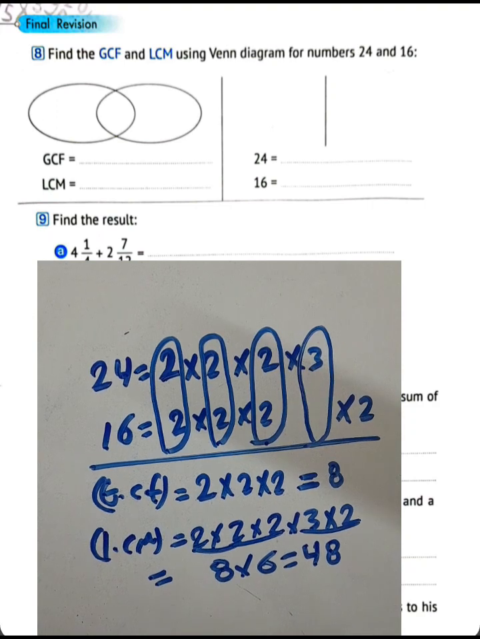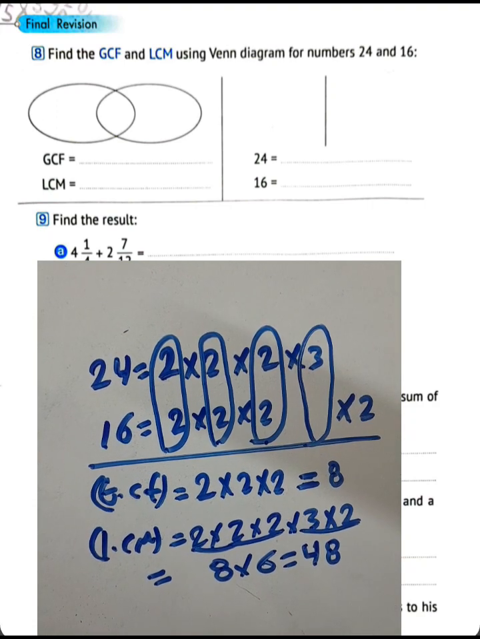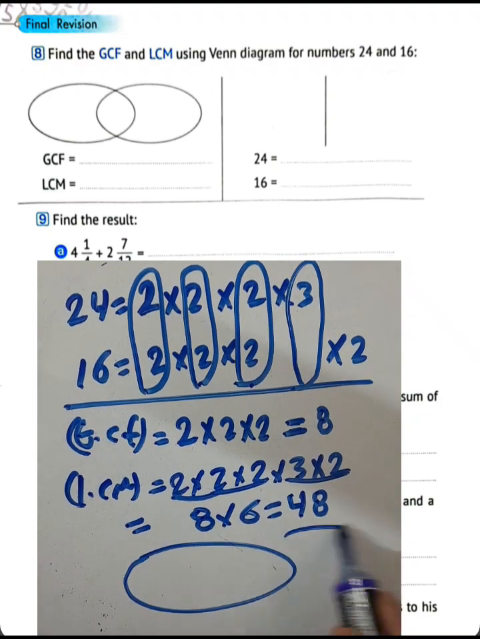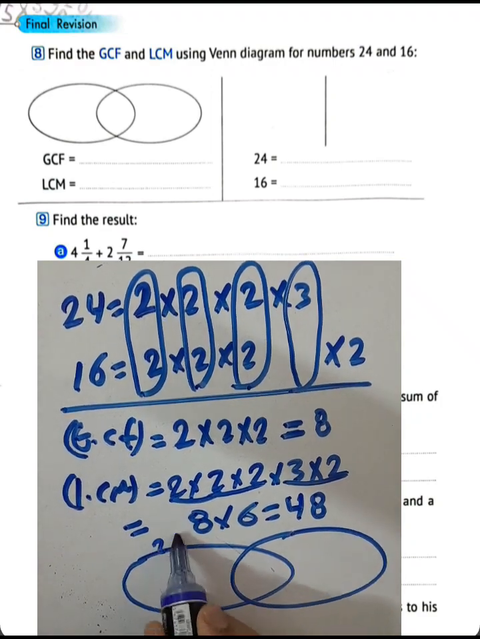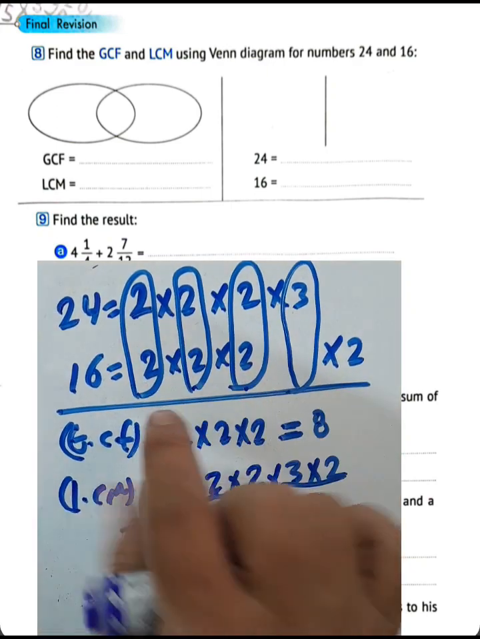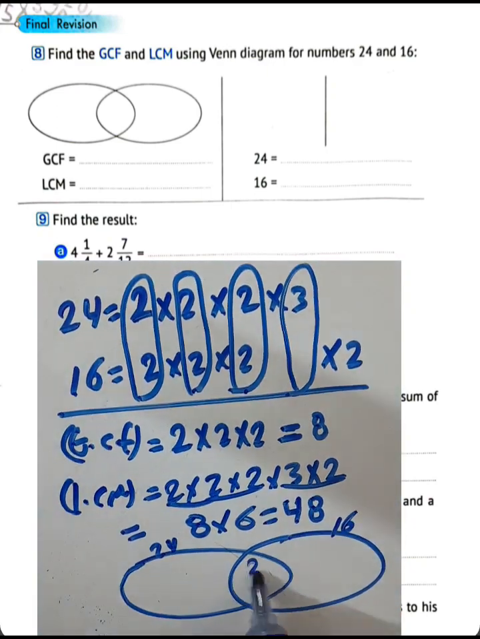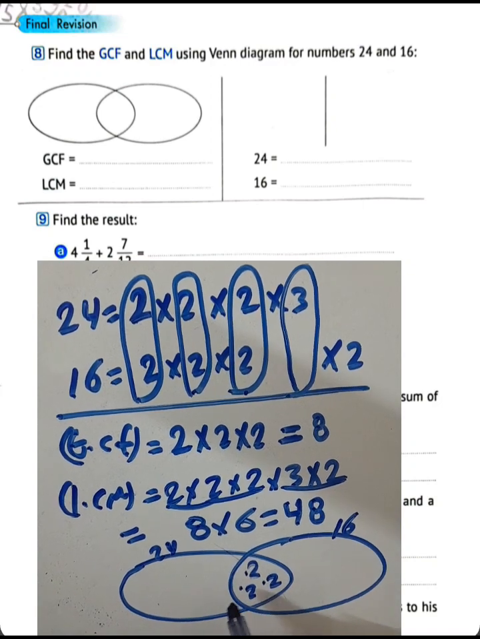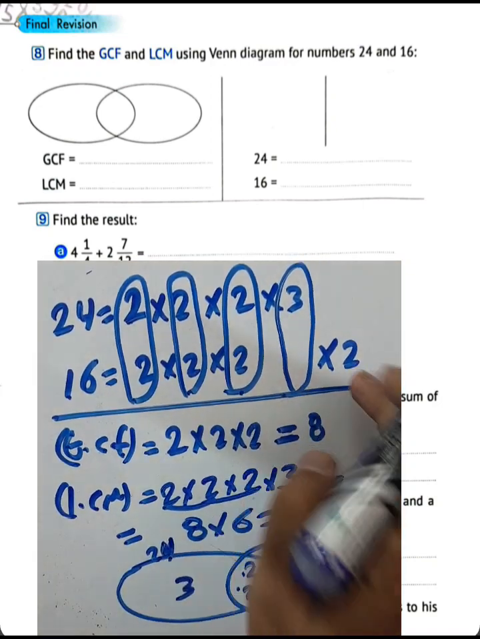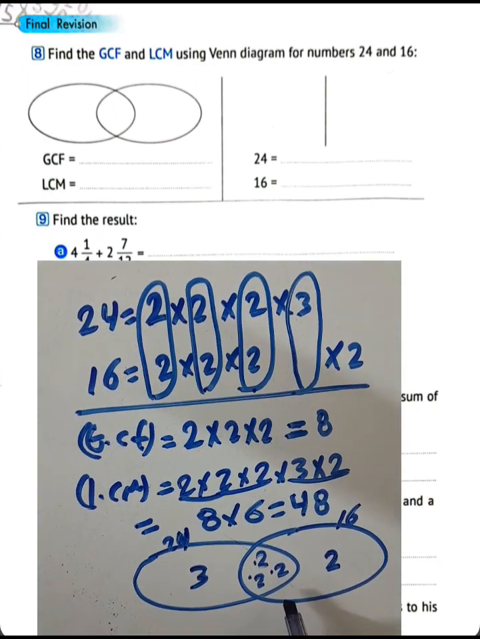Using Venn diagram, it's a Venn diagram. Okay, I will draw a Venn diagram here. Circles, the first number was 24 and the second number was 16. Write the common between them, 2 and 2 and 2, and the remainder here 3, and here the remainder was 2. Okay, it's a Venn diagram.